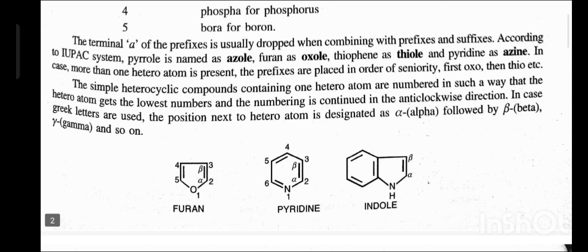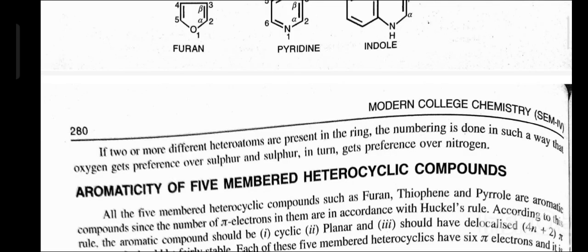Simple heterocyclic compounds containing one heteroatom are numbered in such a way that the heteroatom gets the lower number, and the numbering continues in the anti-clockwise direction. In case Greek letters are used, the position next to the heteroatom is designated as alpha, followed by beta, gamma, and so on. If 2 or more different heteroatoms are present in a ring, the numbering is done in such a way that oxygen gets preference over sulfur, and sulfur in turn gets preference over nitrogen.